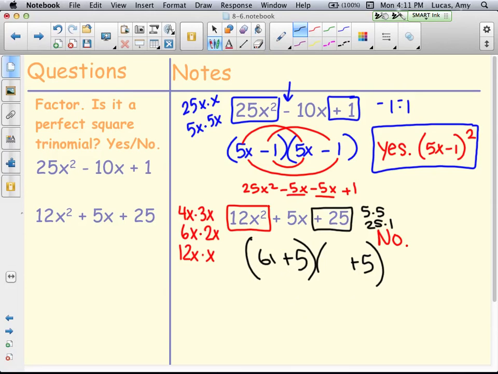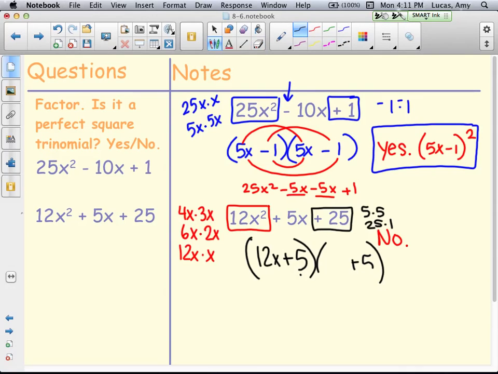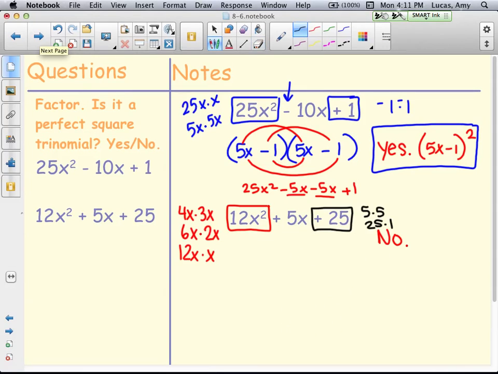If I do 6x and 2x, this is 10 and 30x, so that's not going to work. And if I do 12x and x, this is 5x, but that's 60x, so that doesn't work. So that means I'm going to have to try 25 and 1. I don't think that's going to work either.